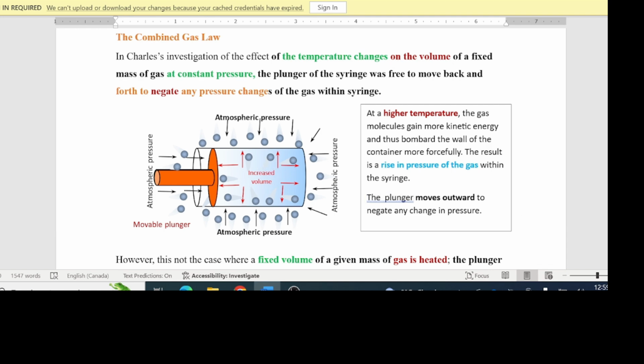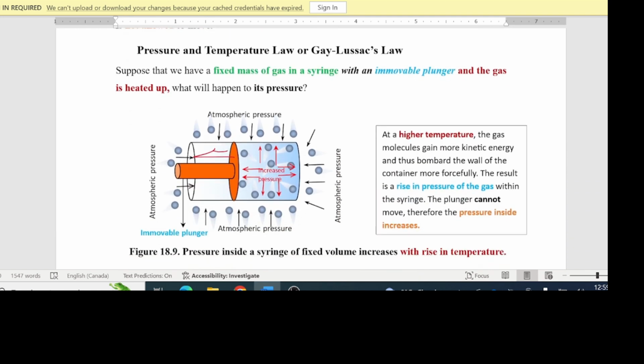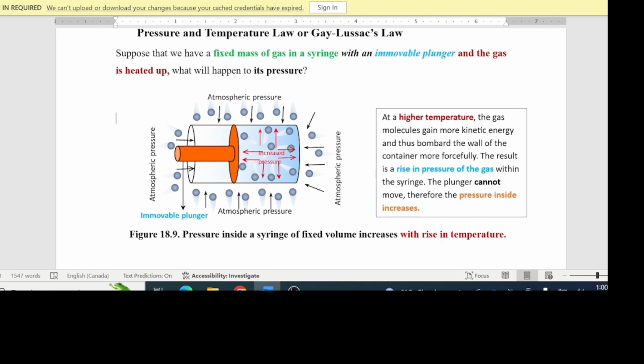Unlike what we have now in the formulation of Gay-Lussac's law, here you have a fixed mass of gas that is kept at constant volume. In other words, the volume of the gas is not allowed to change. That happens by keeping this plunger in a fixed position. To see the effect of temperature changes on the pressure of the gas within this syringe, the gas is subjected to higher and higher temperatures. And for each temperature change, the new pressure inside is recorded.